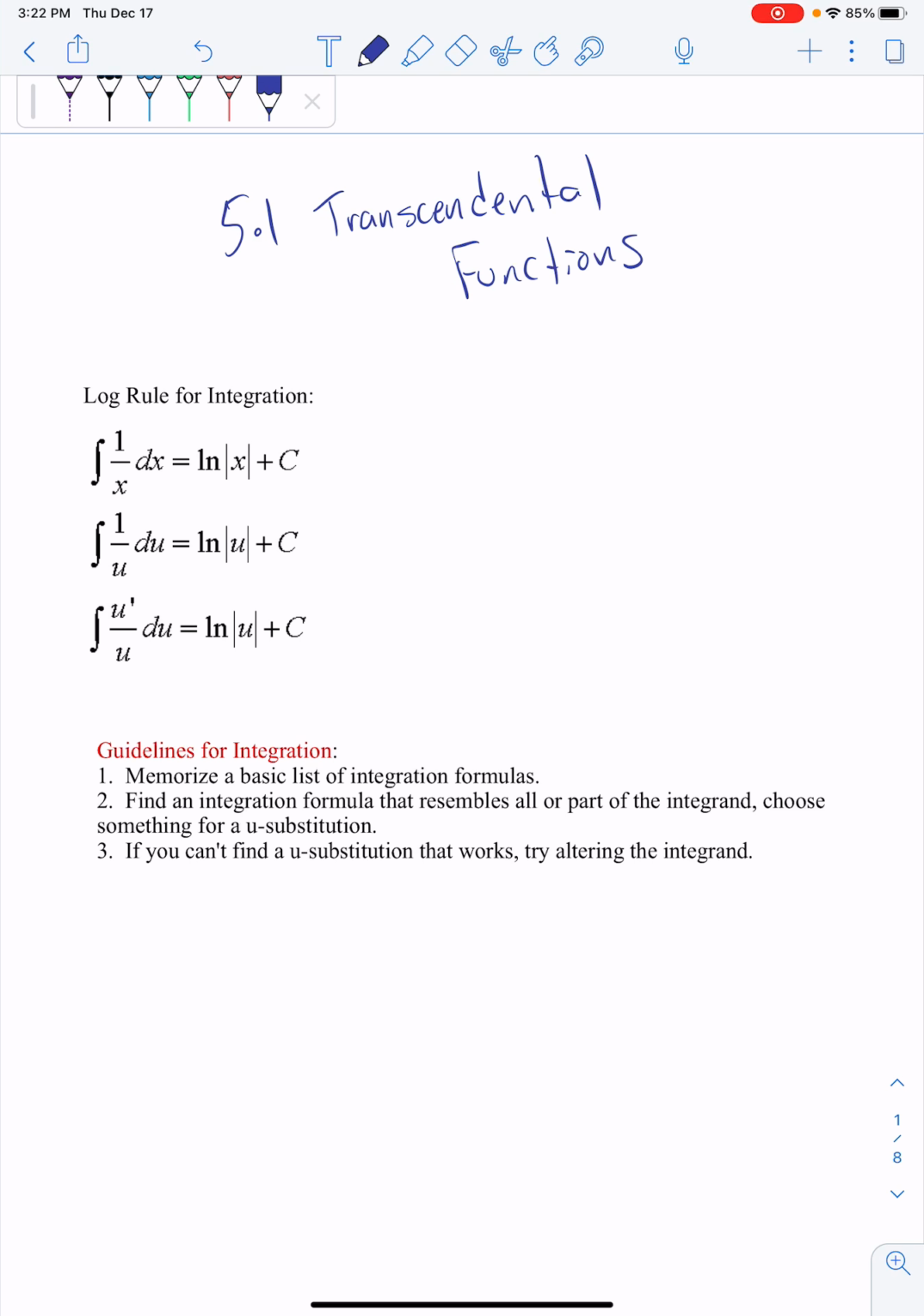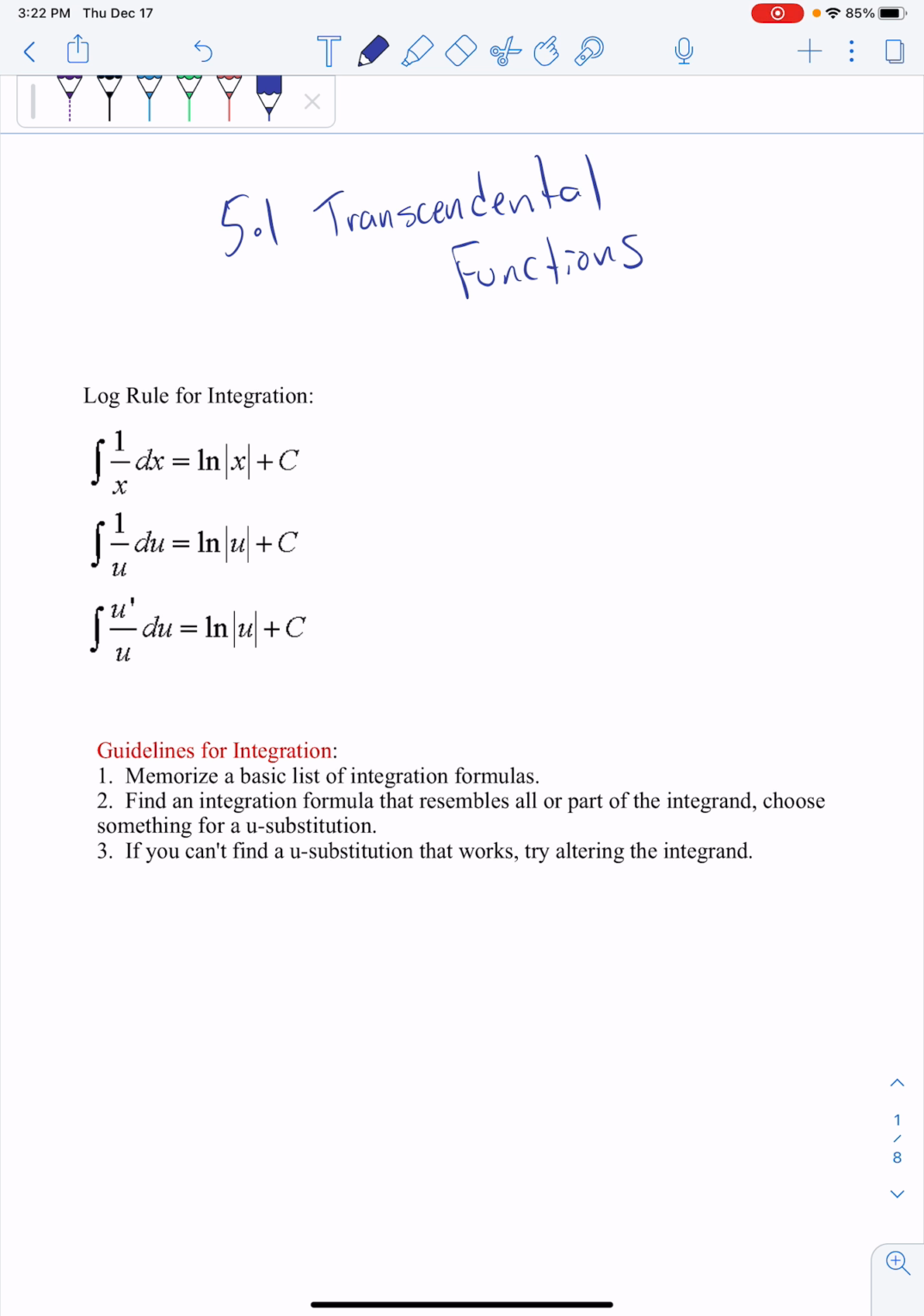All right, guys, so today we are talking about transcendental functions, or in other words, things like natural logs. We'll be doing some trig functions. We're going to be working with e to the x, some of those different rules. So just a quick, some integration rules that you need to be aware of.